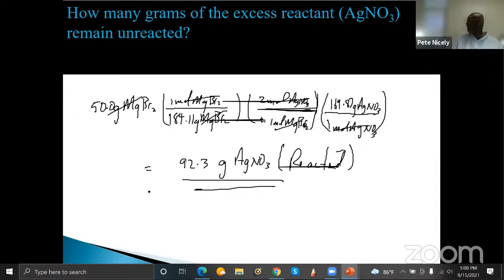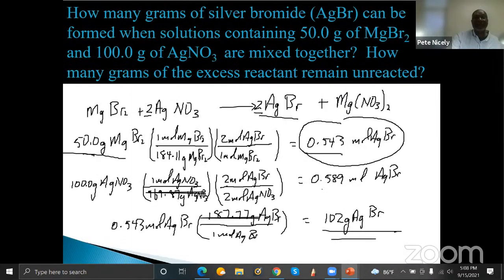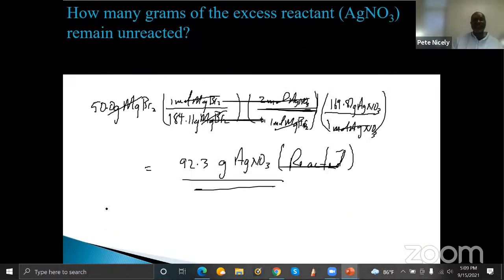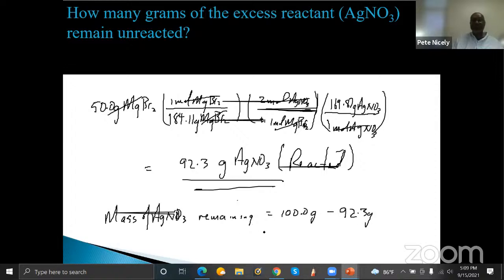So how do we get that? Well, we have to start off with the amount of silver nitrate that was there to begin with, which is 100.0 grams. So therefore, down here, I'm going to write down that the mass of AgNO3 remaining will be equal to 100.0 grams minus 92.3 grams. According to my calculation, this works out to be equal to 7.7 grams of silver nitrate remaining. Okay, so that's a typical limiting reactant type problem, stoichiometry, limiting reactant, all those concepts involved, all right?